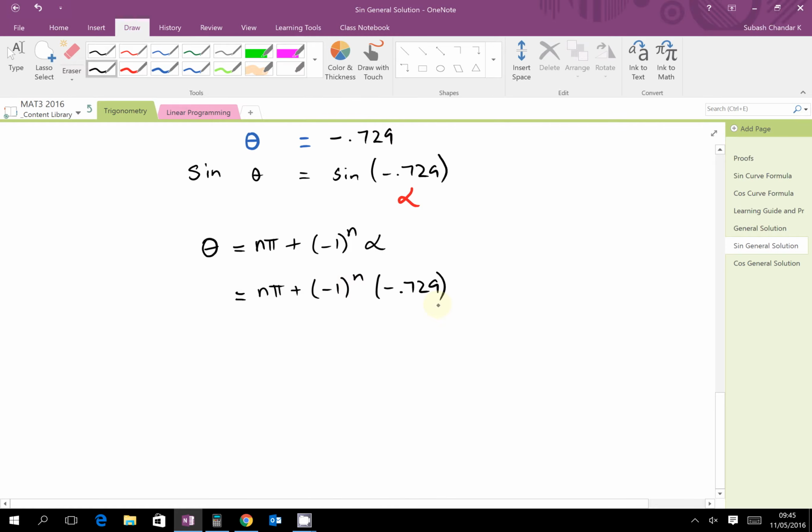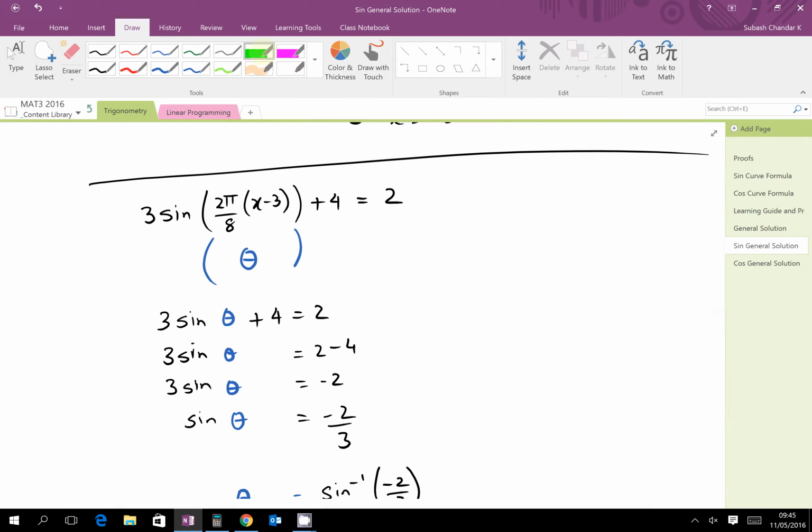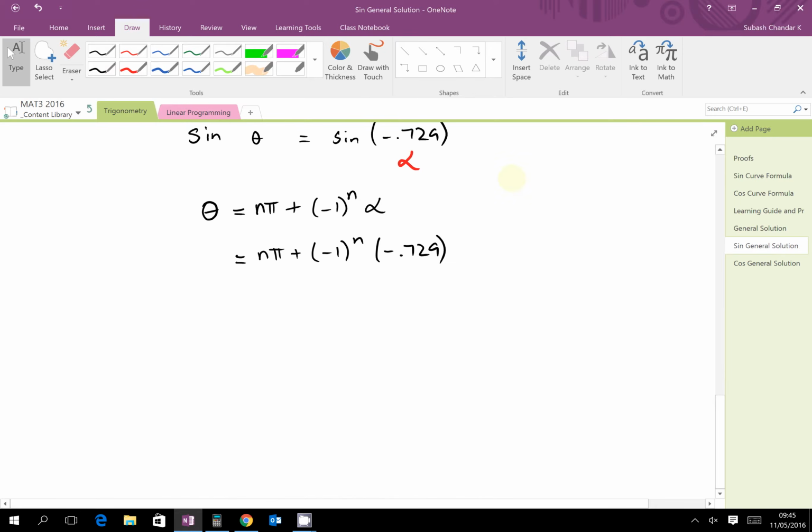We're not actually working with theta, are we? Because originally we said theta equals what? That big thing at the top there. See this? This is what we said theta was. So we need to rewrite theta in terms of x. So instead of theta here, we have 2 pi over 8. Is that okay so far? Because originally I changed this to theta, and now I changed it back to what it was originally.